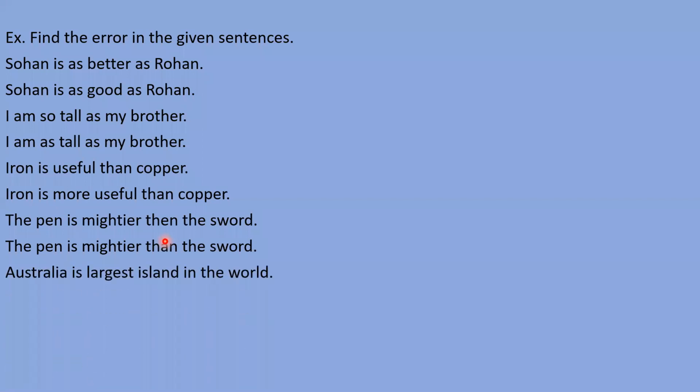Okay, next. Australia is largest island in the world. Can you tell me what's the mistake in this sentence? Who can let me know? Raise your hand. Natik, you please tell me. Australia is largest island in the world.